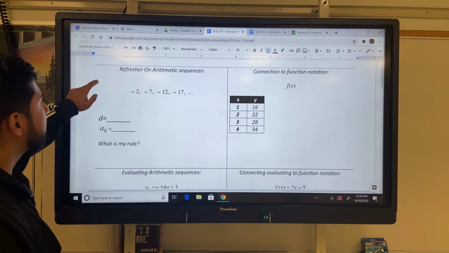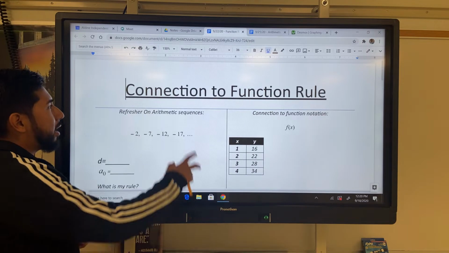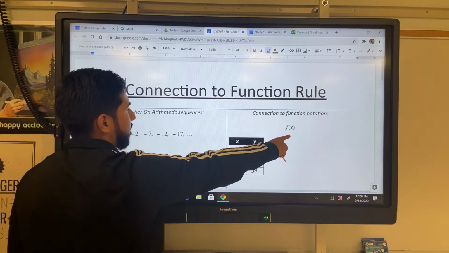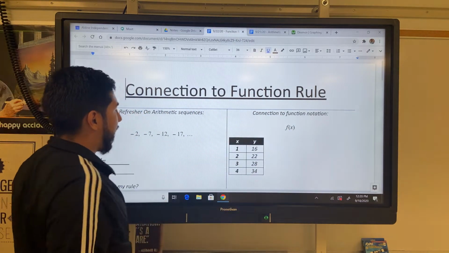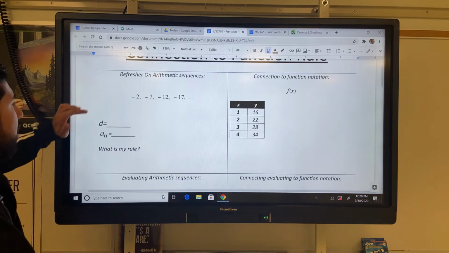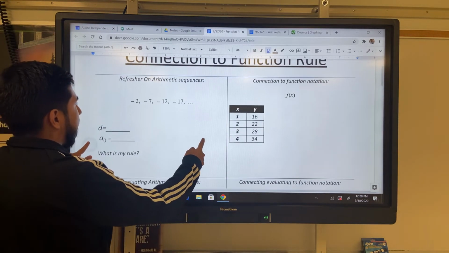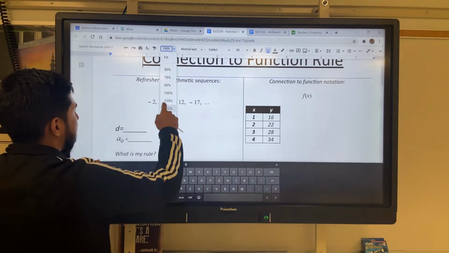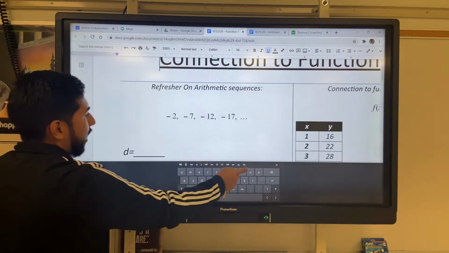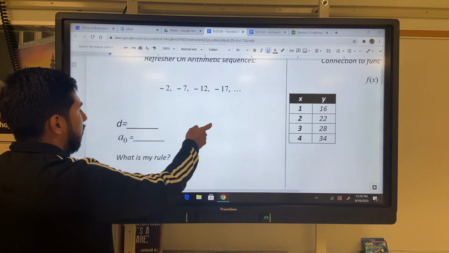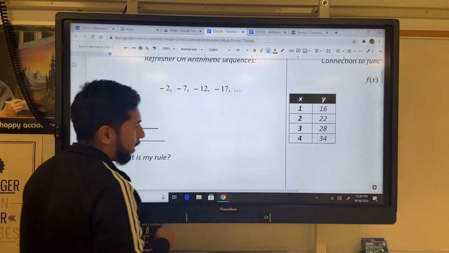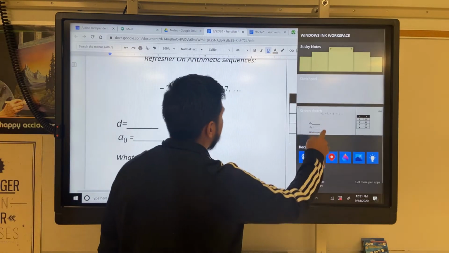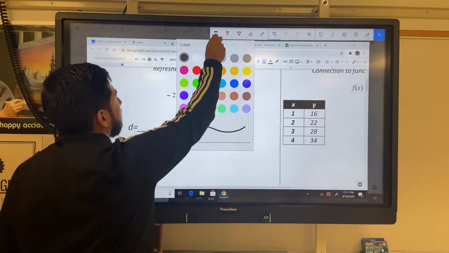Anyway, we're going to make a connection to the function rule, what I said yesterday about f of x. Hopefully you did good yesterday. If not, you should have stopped by tutorials. If you did not, you need to step up your game. But we should already know how to get our d or a0 and then write my function.